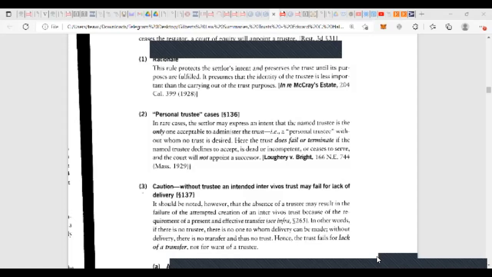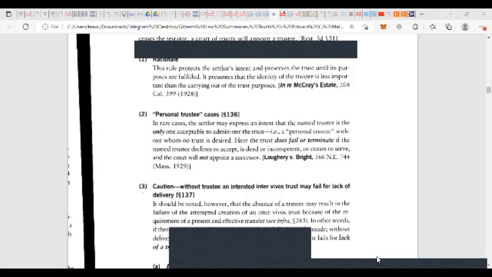Number 1, rationale. This rule protects the settlor's intent and preserves the trust until its purposes are fulfilled. It presumes that the identity of the trustee is less important than the carrying out of the trust purposes. In re McCrae's estate, 1928.